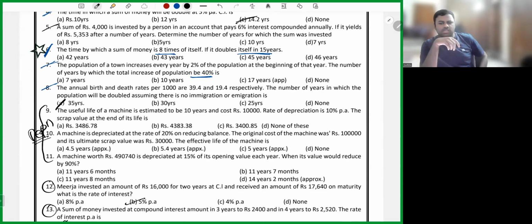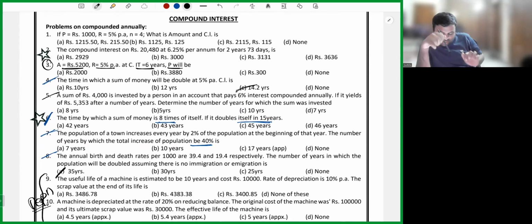I hope it was very, very simple. There was nothing much difficulty in compound interest. We have seen rate calculation. We have seen time calculation. We have seen how to solve if multiple rates are given. Right? Now, before proceeding to depreciation, question number 1 and 2 are pending. Let's complete question number 1 and 2.